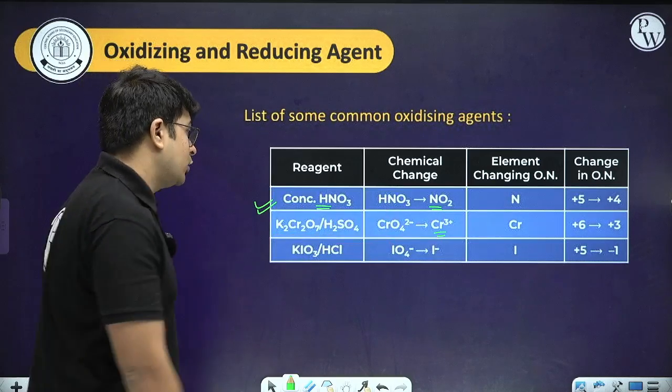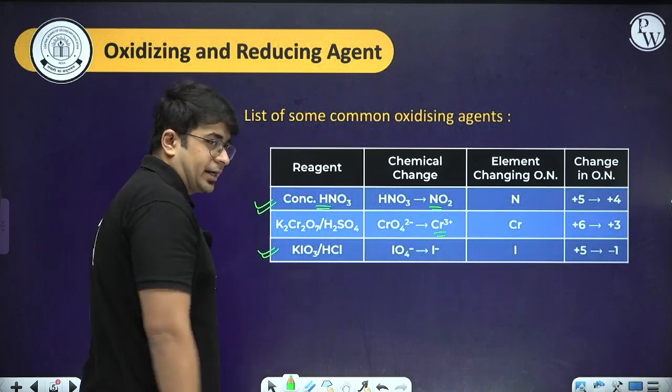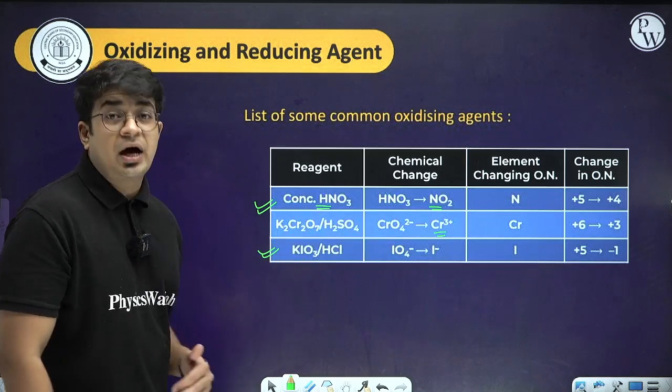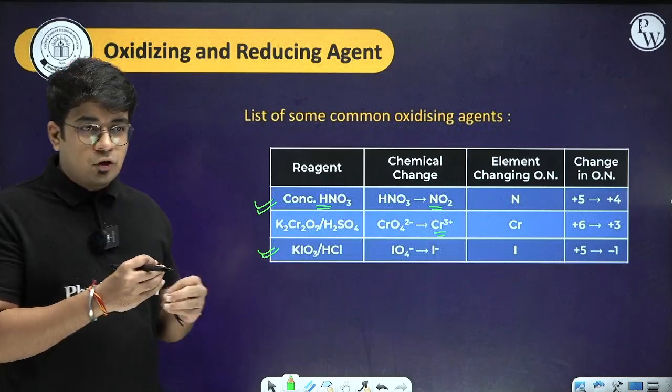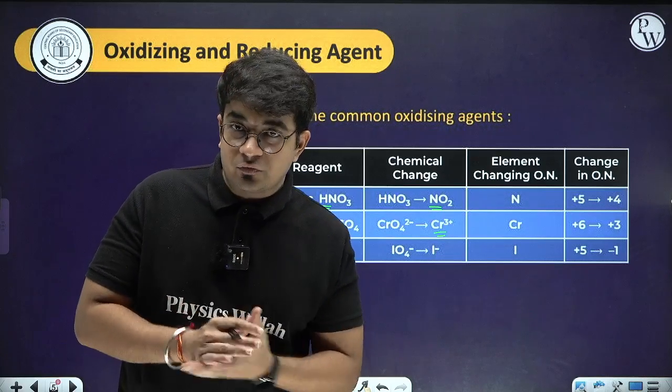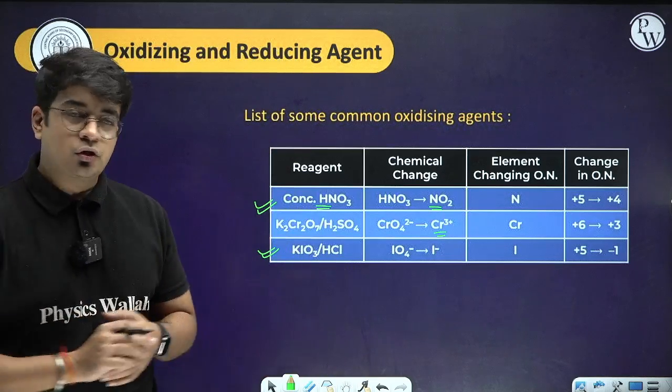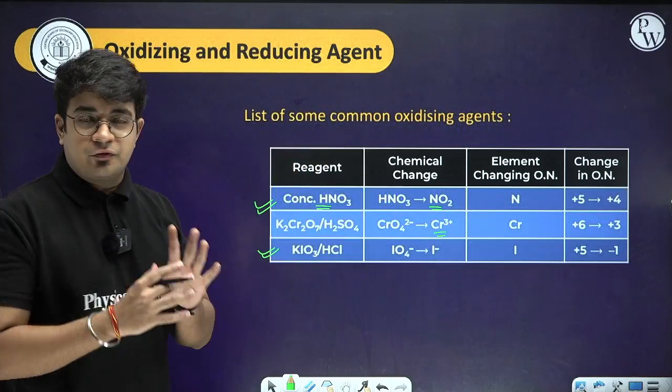In the same way we have KIO3, the iodate ion. Iodate generally converts into iodide in this particular reaction. I'm also going to give you the idea of how to predict the product of a reaction if you don't know anything, so don't worry. These are the list of a few oxidizing agents.